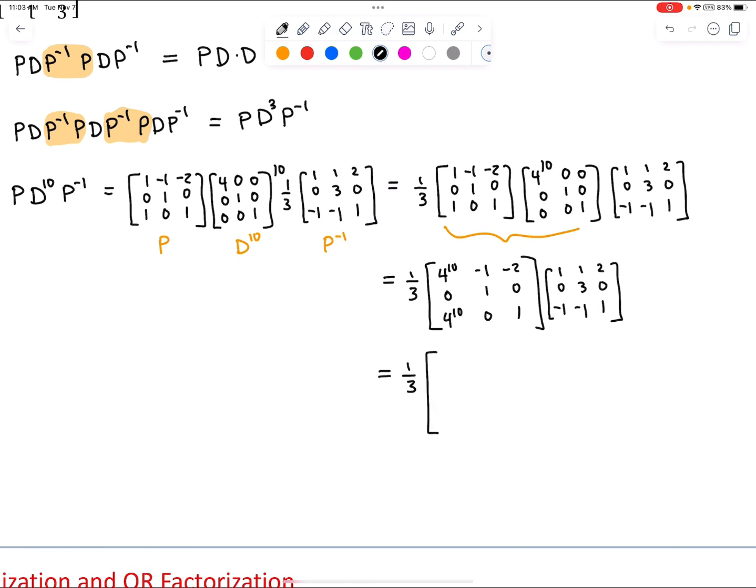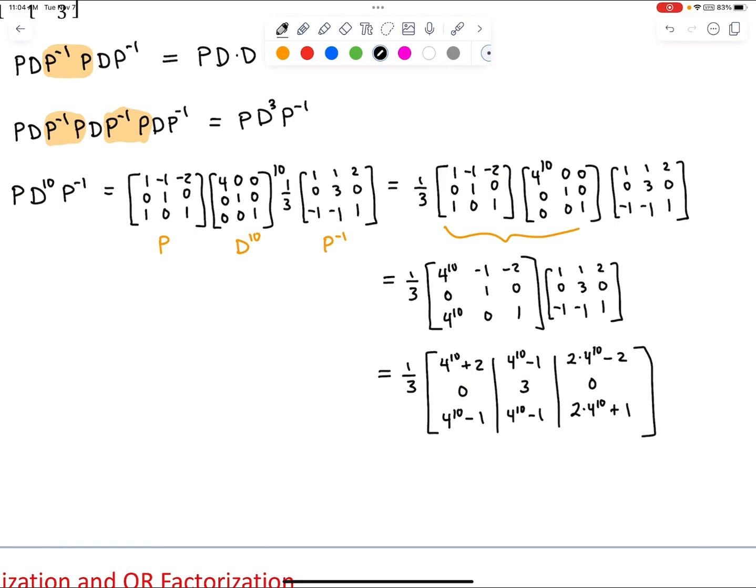We're going to get in our first entry 4 to the 10 plus 2, then 0, and then 4 to the 10 minus 1. And this is just our first column. The middle column will be 4 to the 10 minus 3 plus 2, so minus 1, then 3, and then 4 to the 10 minus 1. And the final column will be 2 times 4 to the 10 plus 0 minus 2, and then 0, and then 2 times 4 to the 10 plus 1.